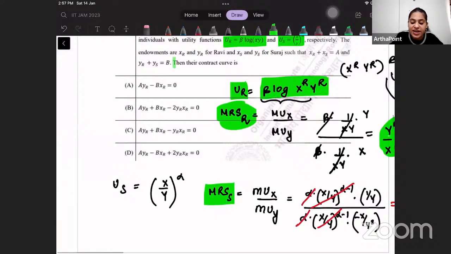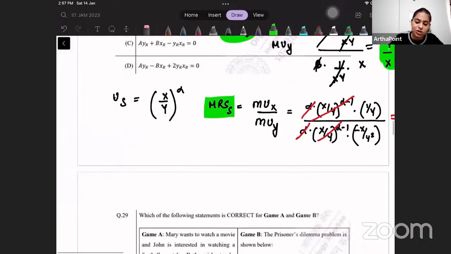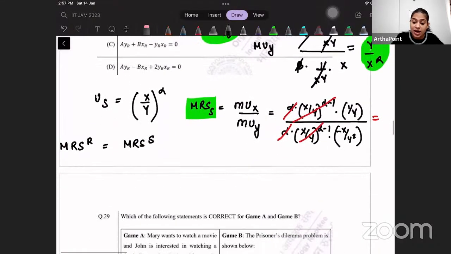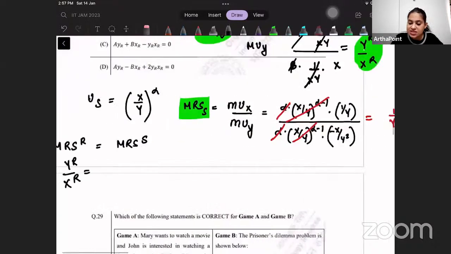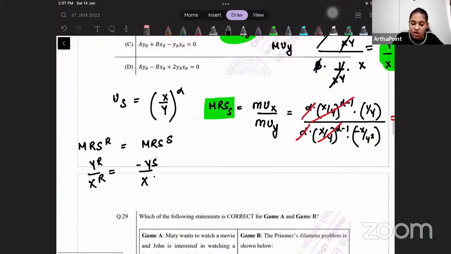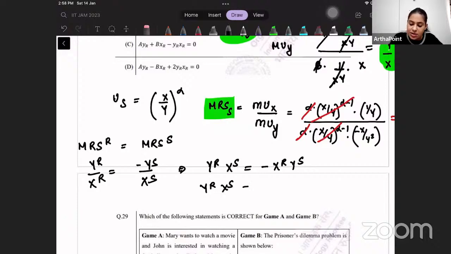Okay, now this was saying find the contract curve. So what is the contract curve equation? When MRS of individual R is equal to MRS of individual S. This is what the contract curve is. So MRS of individual R is YR by XR, which is equal to minus YS by XS for S. Just solve this. What will you get? You will get YR XS is equal to minus XR YS. So you will get YR XS plus XR YS equal to 0.